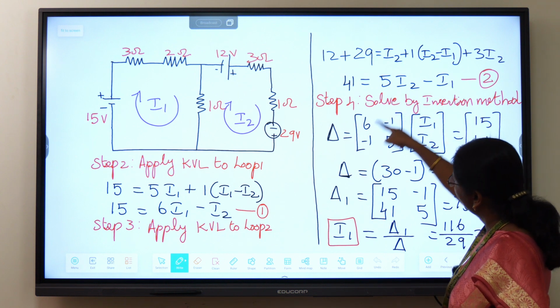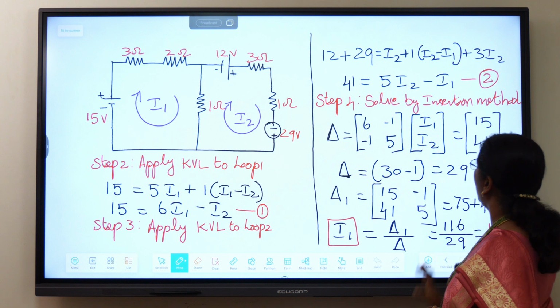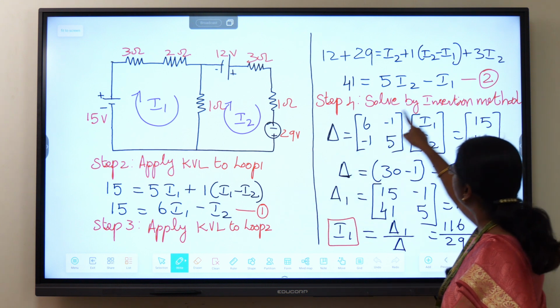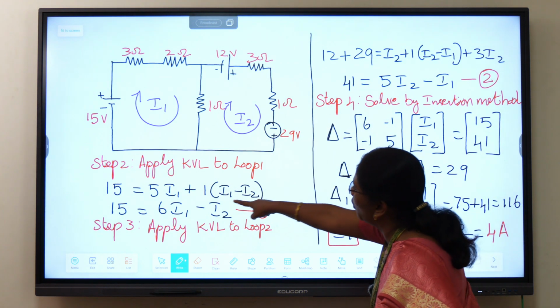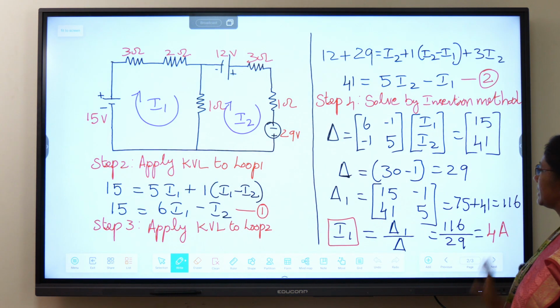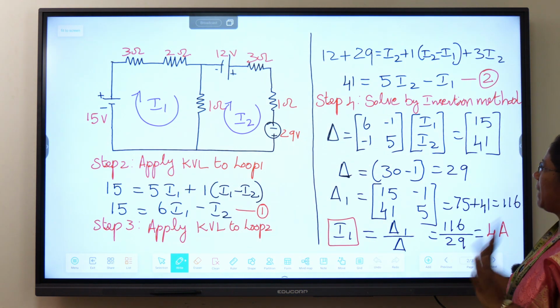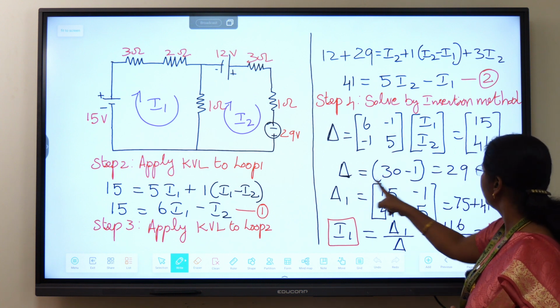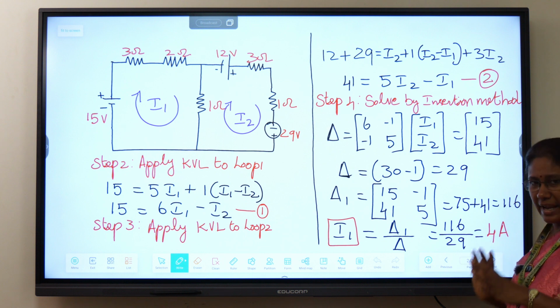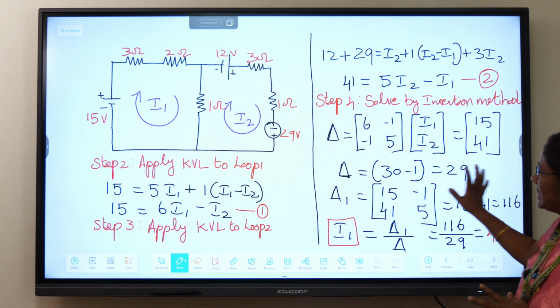The I1 coefficient is minus 1, so it is written first, then 5. Then the currents used here are for the two loops, I1 and I2. The source voltages 15 and 41 are written. This forms the matrix. If you find the determinant for this, it will be equal to 29. So this is the del value.